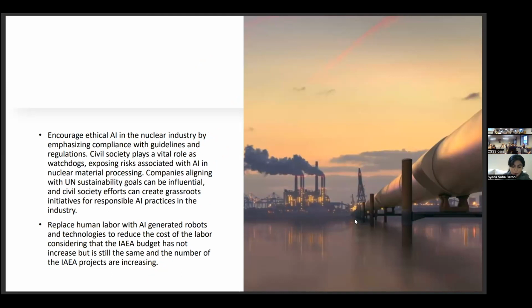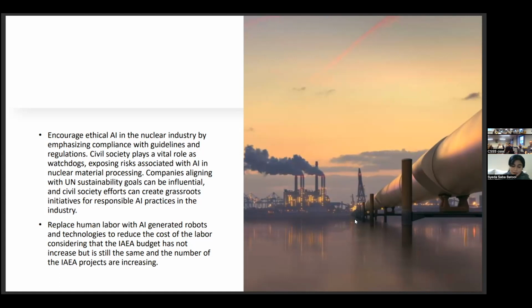Civil society plays a vital role as watchdogs exposing risks associated with AI in nuclear material processing. Companies aligning with UN SDGs can be influential, and civil society's efforts can create grassroots initiatives for responsible AI practices in the industry. Also, another recommendation for the IAEA-funded projects is to replace human labor working in dangerous environmental zones with AI-generated robots and technologies to reduce the cost of the labor, considering that the IAEA budget has not been increasing, but is still the same, while the number of IAEA-funded projects are increasing by the day.